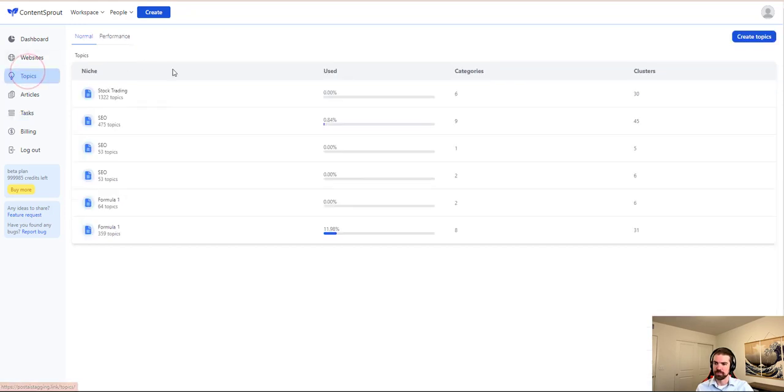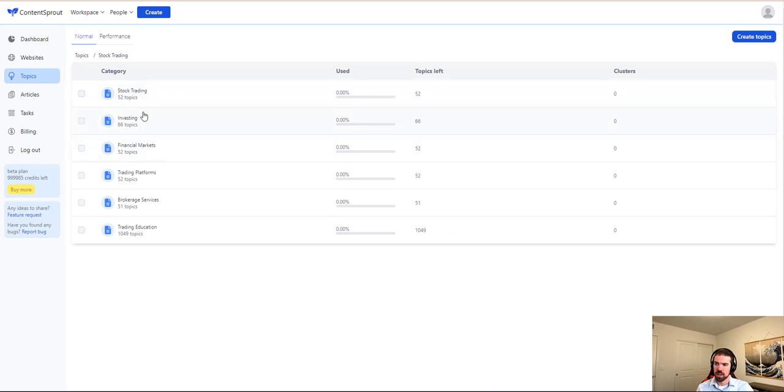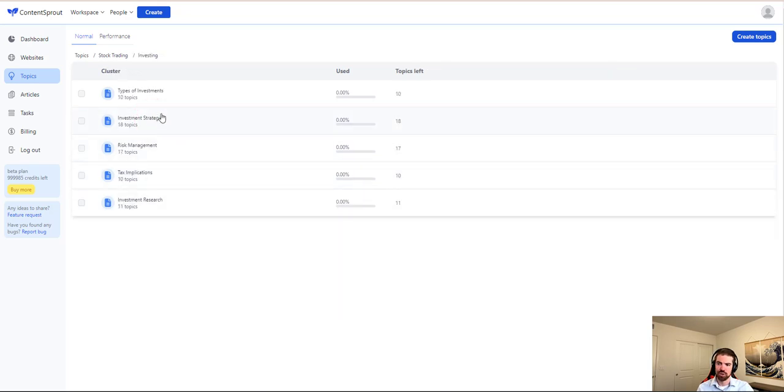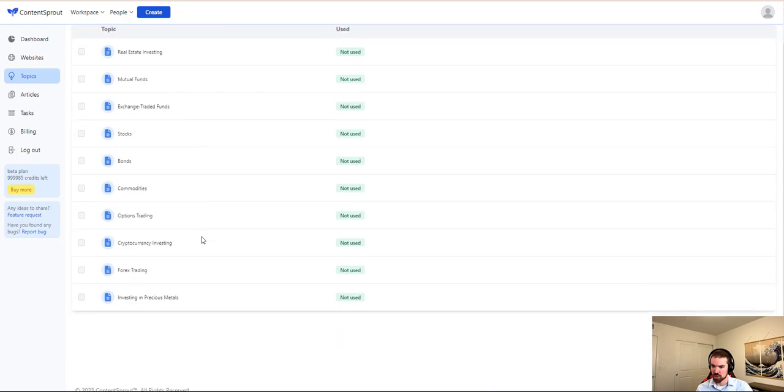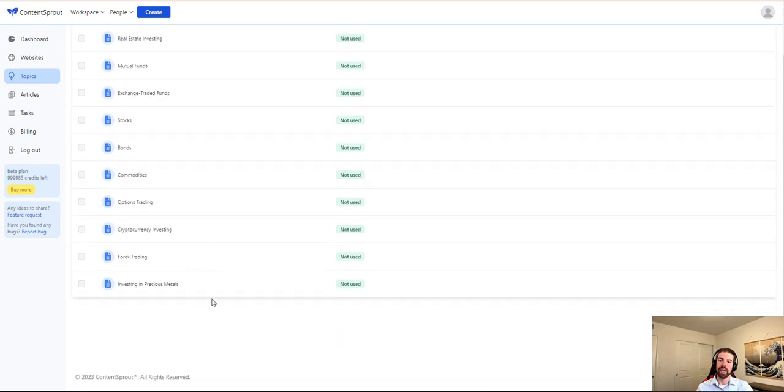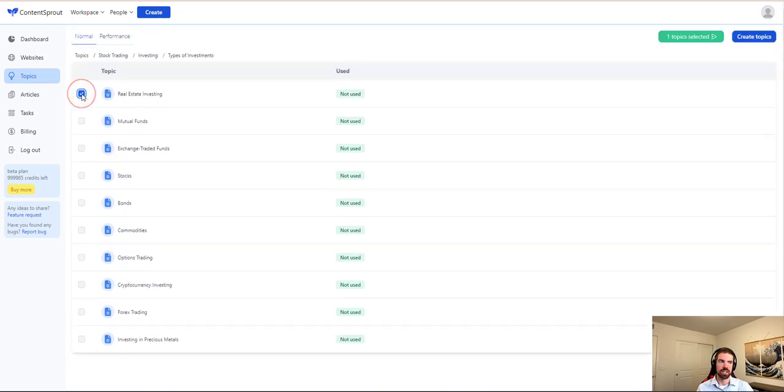So let's go here. Stock trading. So as it's creating, you actually get to still see it before it's done. So we only have 1,300 of the total, but we can go to it. And here we go. So let's do investing. We'll do types of investments. We have real estate investing, mutual funds, exchange traded funds, stocks, bonds, commodities, options trading, cryptocurrency investing, forex trading, and investing in precious metals. So all really good stuff. You could immediately just publish these.